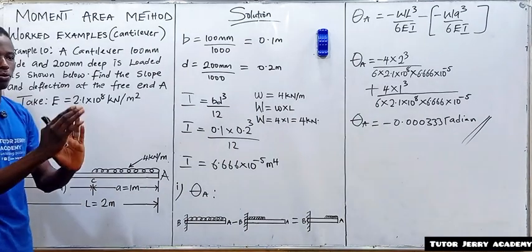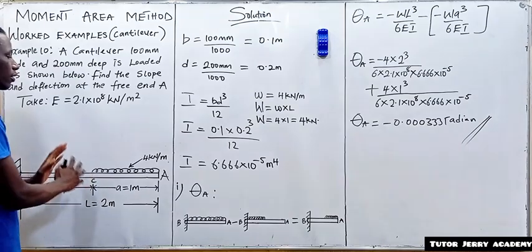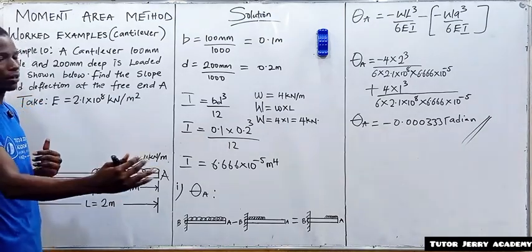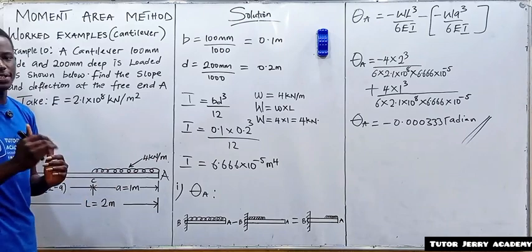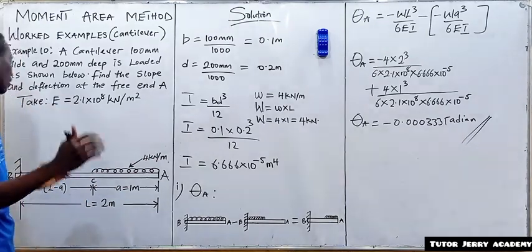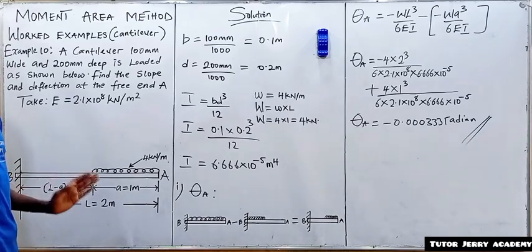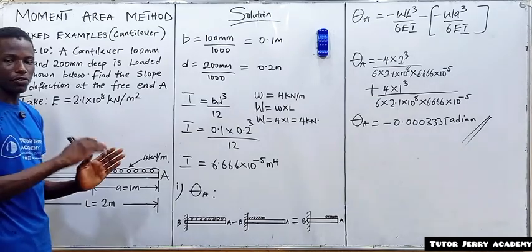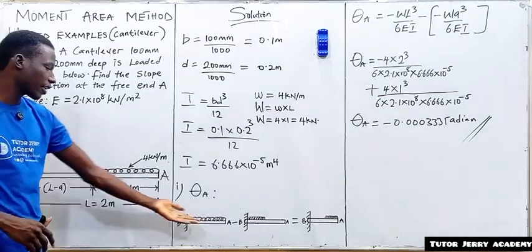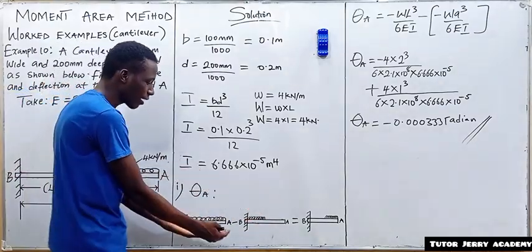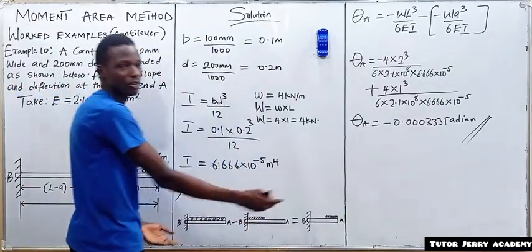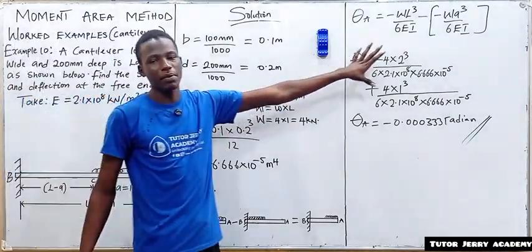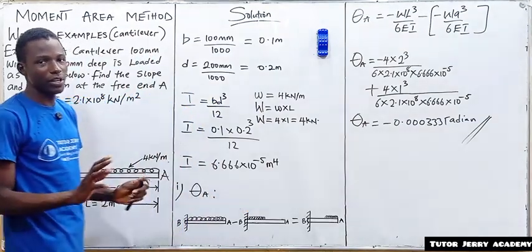All you need to know is the formula for a cantilever with a uniformly distributed load over its whole span, then the formula for a cantilever with a uniformly distributed load at a distance A from the fixed end. So when you subtract the first from the second, you get what we have here. This is the diagrammatical explanation of the question, and this is the mathematical expression. So it is very, very simple.